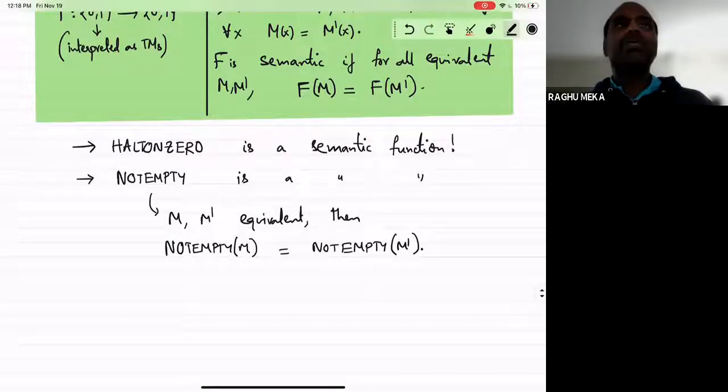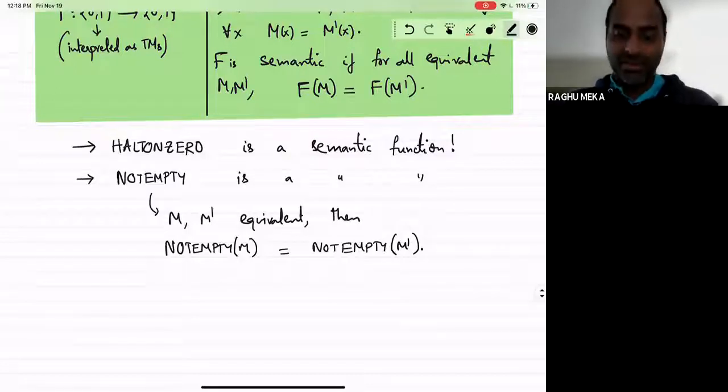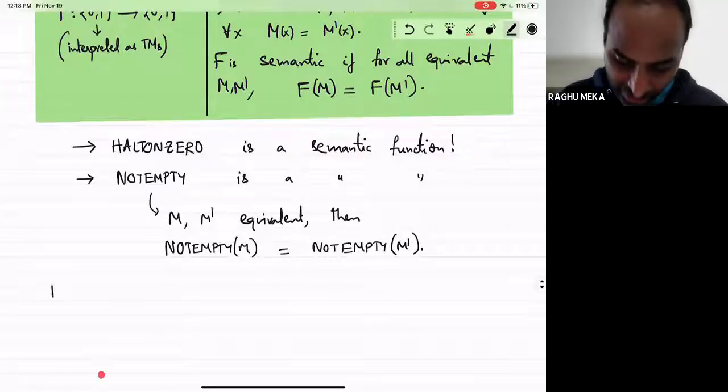Can you now give me a non-example of a function that's defined on Turing machines but is not semantic? You can easily modify things. I can say, okay, so non-examples.